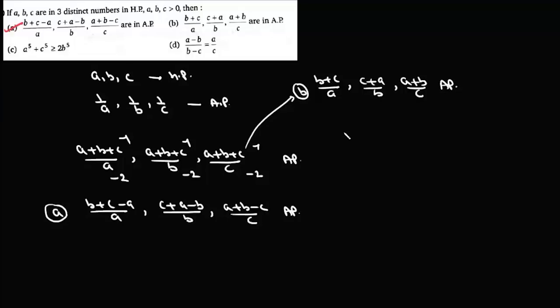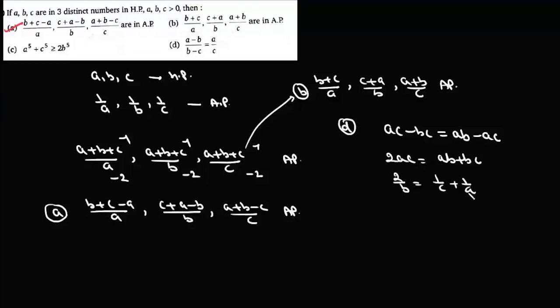Now, if we look at this part D, then if we cross multiply, we can write AC minus BC equal to AB minus AC, or we can write 2AC equals AB plus BC, which means 2 upon B equals 1 upon C plus 1 upon A. That is A, B, C are in HP. That means this option D is also correct.